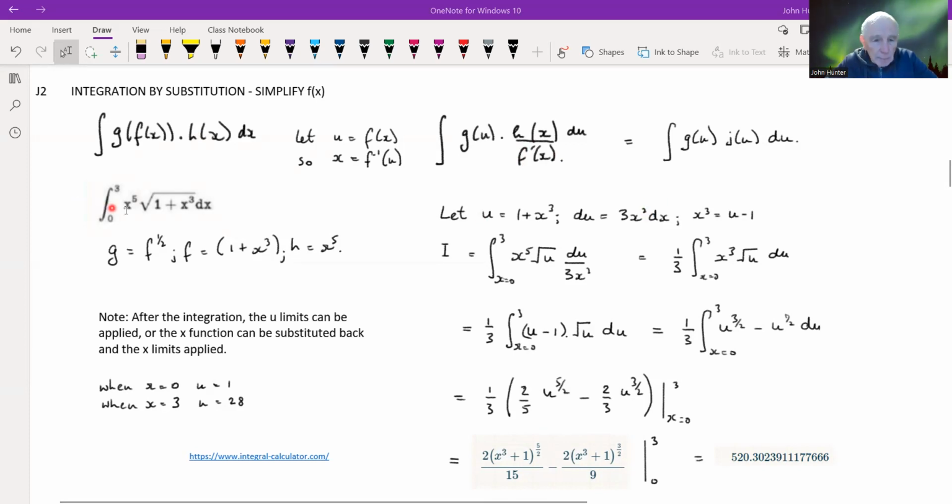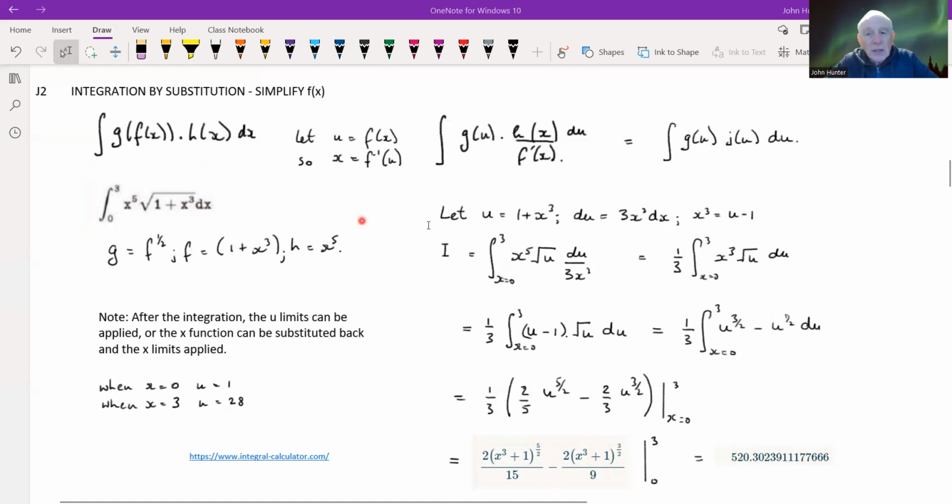So this particular example, we've got the integral between 0 and 3 of x to the power of 5 square root of 1 plus x cubed dx. Now this is our composite function here. The g is the square rooting, and the f is the 1 plus x cubed. So basically that's what we're doing. Now you don't need to remember all these h's and f's. I think really it's just to give you a little bit of an idea of what we're doing.